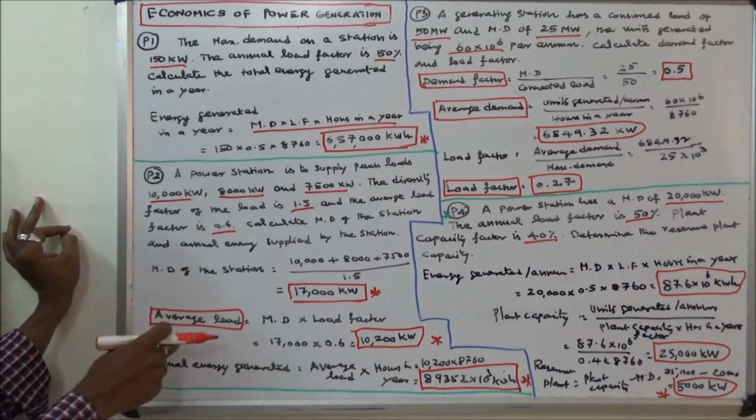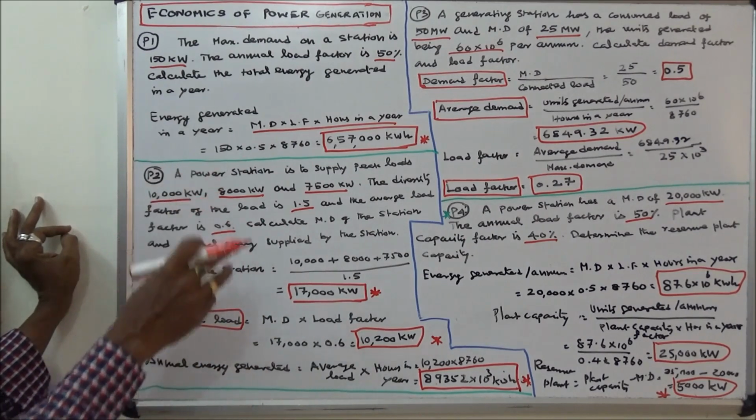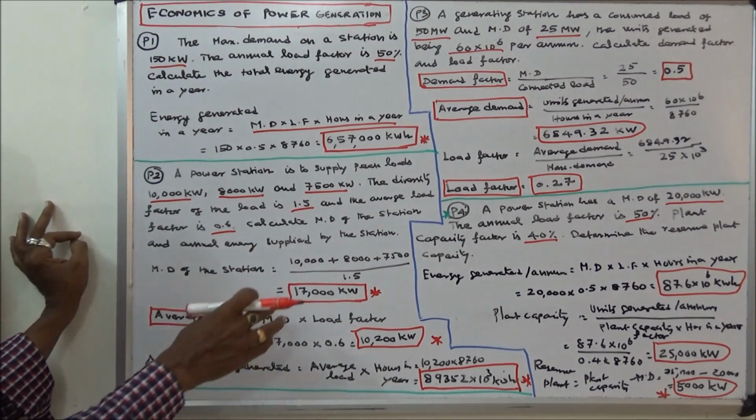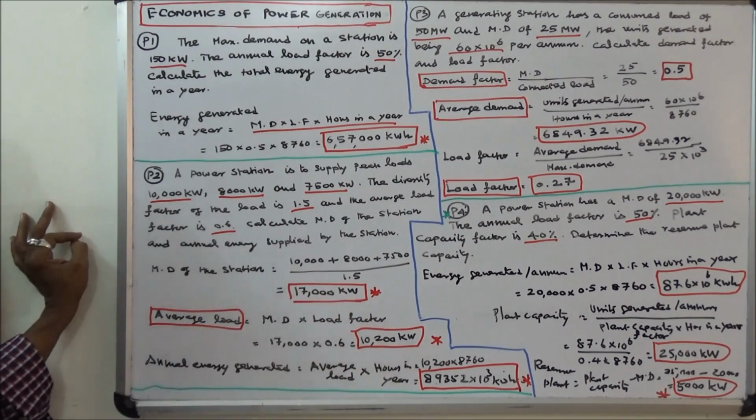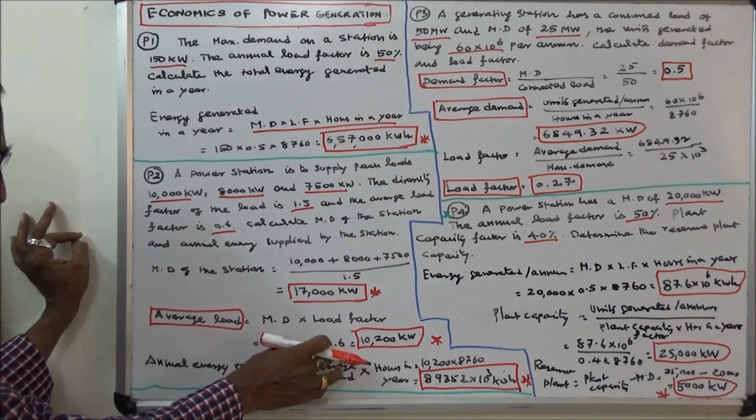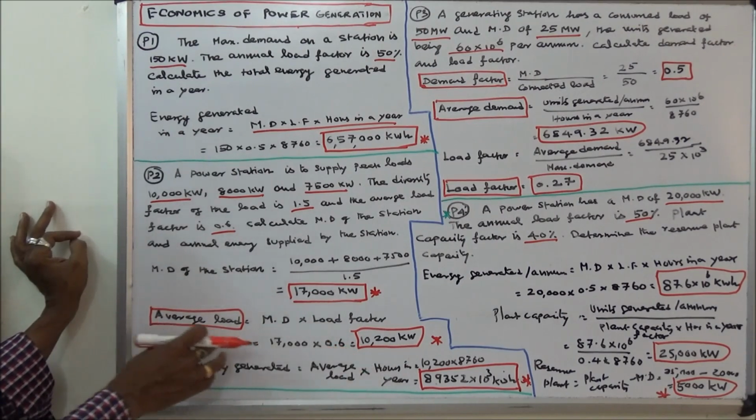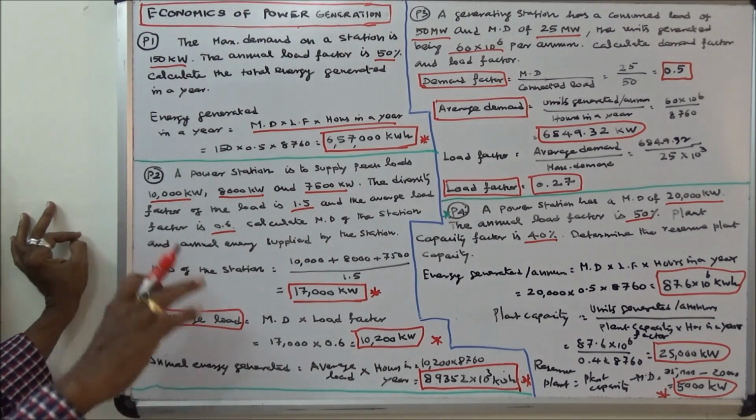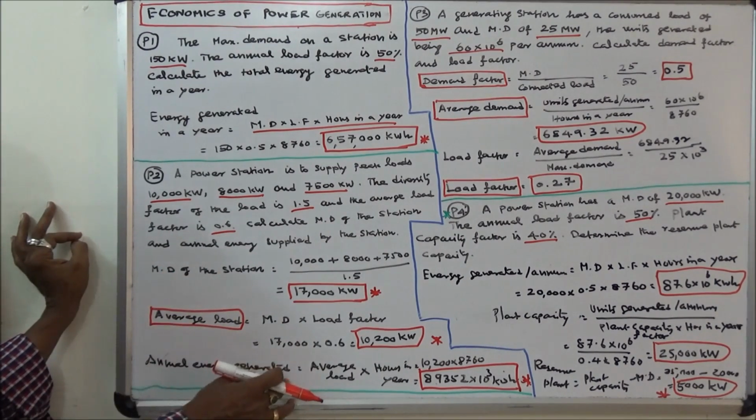Now we can calculate average load. Average load is equal to maximum demand into load factor. Maximum demand is 17,000 kilowatts. Load factor is 0.6. Therefore, average load is 10,200 kilowatts. Next, we have to calculate the annual energy generated.